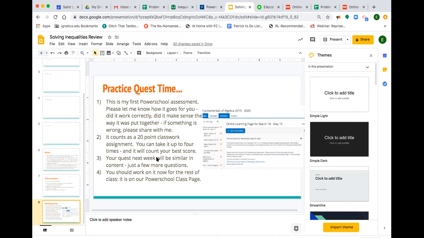So today we're gonna take a PowerSchool practice test. Like I said, it's the first time I've done a PowerSchool assessment. So if you're taking it and you're like, Miss Samick, you should really think about doing this, or this didn't work, I couldn't see the graph, or whatever, let me know. It's going to be a 20-point classwork grade, whatever you get on the practice test. You can retake it 4 times, so you can retake it till you get all the answers right, and it'll take your highest grade.